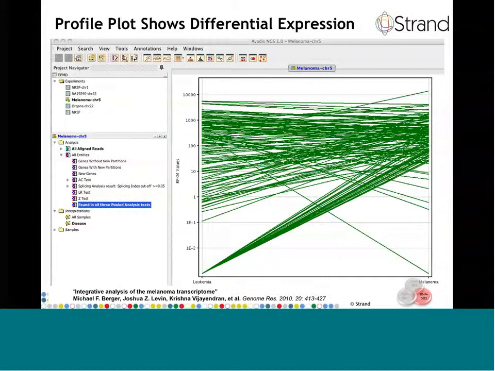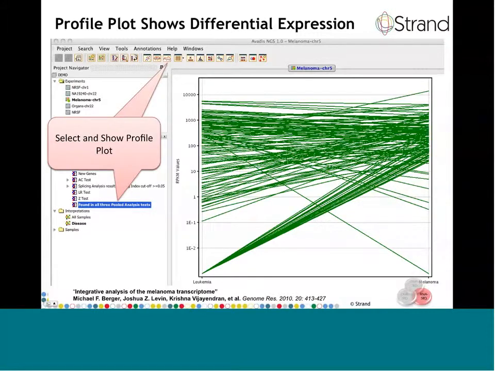In this case, we have loaded an RNA-Seq experiment, which is a subset of the Berger paper for which the reference is shown at the bottom. We have loaded 2 samples from the leukemia cell line and 2 samples from a melanoma cell line.